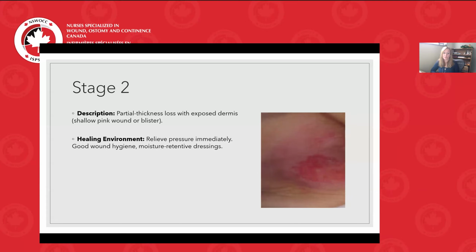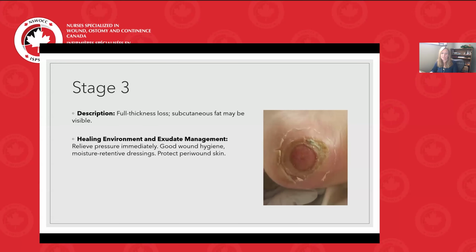The biggest thing with this is, remove that pressure immediately. Good wound hygiene. Make sure that we are using that principle of a moist wound healing environment. For stage 3s, these are full thickness tissue loss. There could be subcutaneous fat visible within the wound. For this, it goes back to once again, immediately removing the pressure to that area, protecting the peri-wound skin, and then utilizing appropriate dressings to maintain a moist wound healing environment.